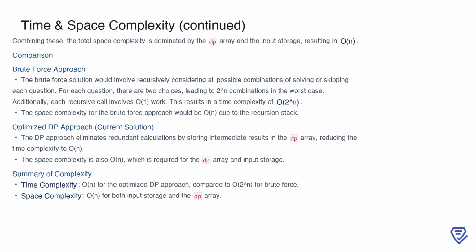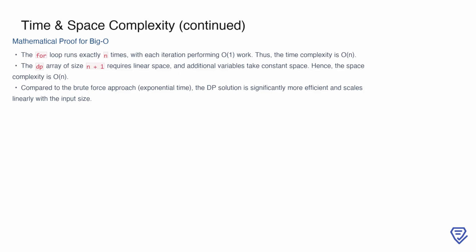This optimization highlights the significant efficiency gains of the DP method. To mathematically prove the time and space complexity of our solution, consider the for loop. It executes exactly n times, and each iteration performs a constant amount of work, O(1). Multiplying these, the total time complexity is O(n).